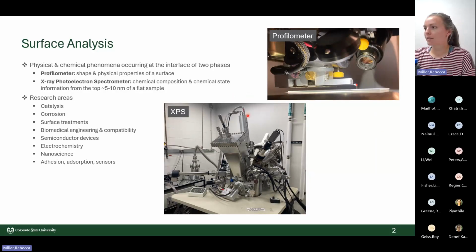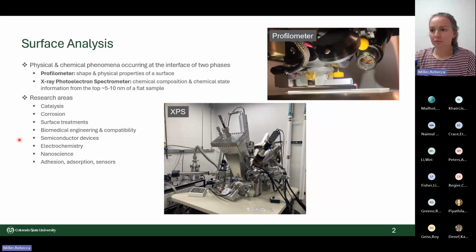So this can be a very broad area for study. Oftentimes it has to do with trying to see whether some sort of surface treatment worked, if something is there or not, how something might be corroding. It might be really important for catalysis, where interactions on the surface of material are vital to understand.